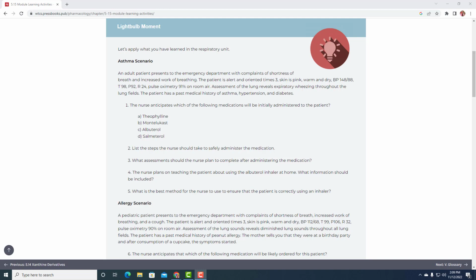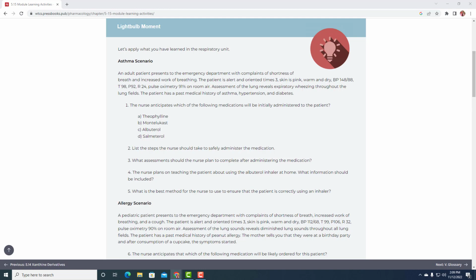But let's look at D. Salmeterol is going to be for chronic asthma, and it would also be for COPD, but it would be for a chronic condition. And so we would say that Salmeterol would not be right because this is an emergent situation, and the only emergent medication is Albuterol. All of the other ones would be more likely to be used chronically.